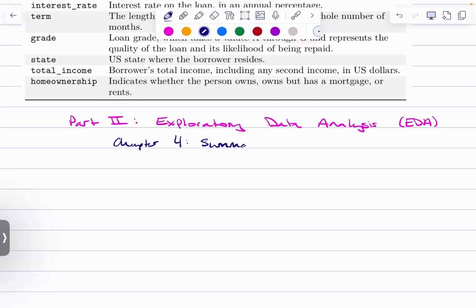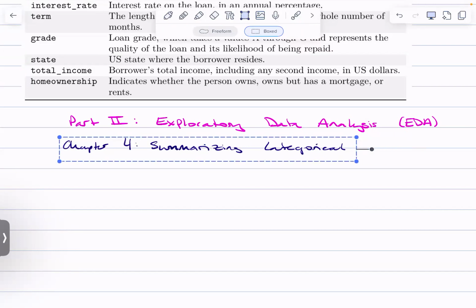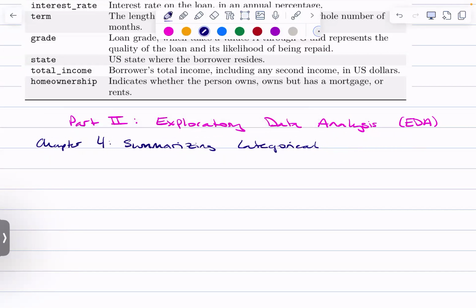Chapter 4, I think, is called summarizing categorical variables or something like that. Categorical data. In the next chapter, we'll summarize numerical data. So today, we're summarizing categorical data, right? Variables that can be placed in categories. And we saw some summaries last week. There are 2 ways to summarize things.